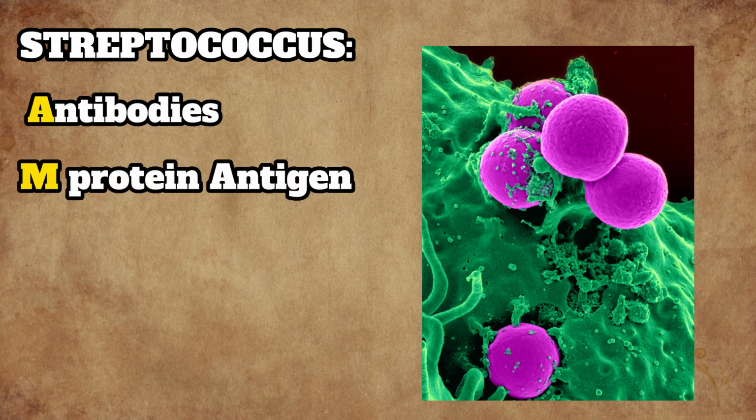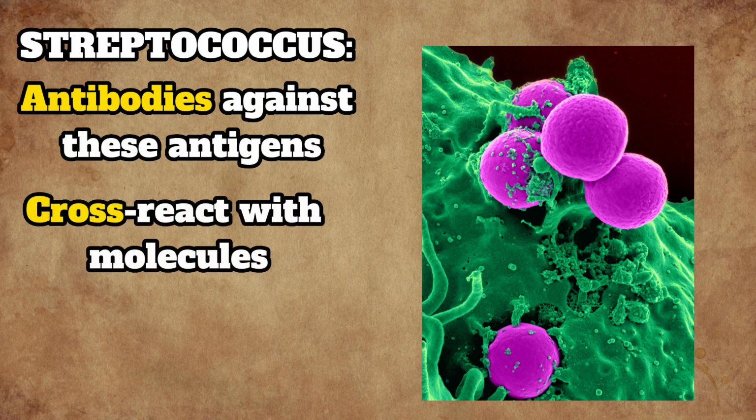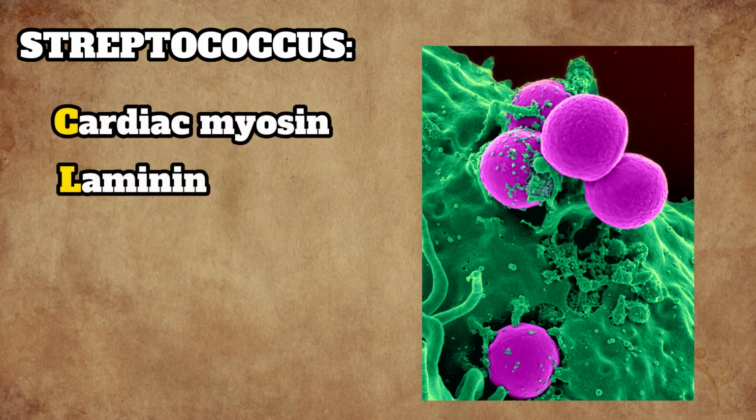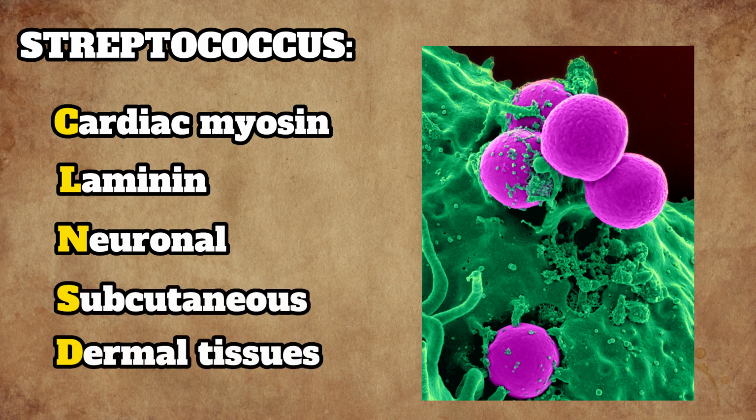However, because of molecular mimicry, or similar molecule structures, antibodies against these antigens also cross-react with the molecules in the body. These include cardiac myosin, laminin, and molecules found in neuronal, subcutaneous, and dermal tissues. The targeting of these tissues by the antibodies results in a type 2 hypersensitivity reaction.